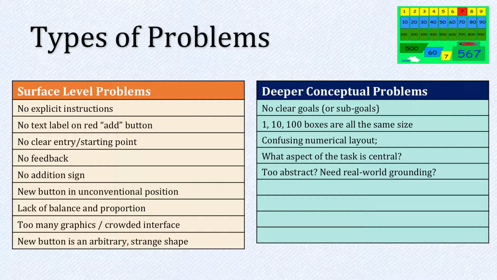And then some of you argued that the task is actually too abstract. There's no real world grounding. What are we adding? Are we adding beans or counting blocks, for example? What is it that we're just clicking numbers, and why are we doing that? We need some sort of real world authentic tie-in, perhaps, to make this activity more meaningful.